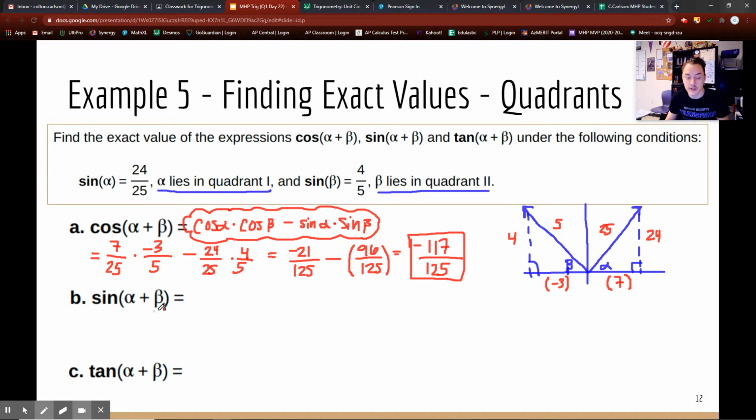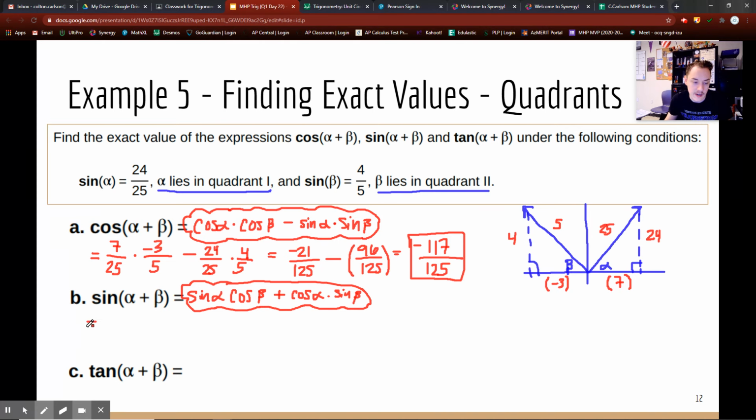I'm going to go now to sine. Okay, sine of beta. And so when I do sine of beta, I'm going to actually write out my formula. So this is going to be sine of alpha, and then times cosine of beta. And then this is going to be plus cosine of alpha, and then times sine of beta. Okay, so this is my formula.